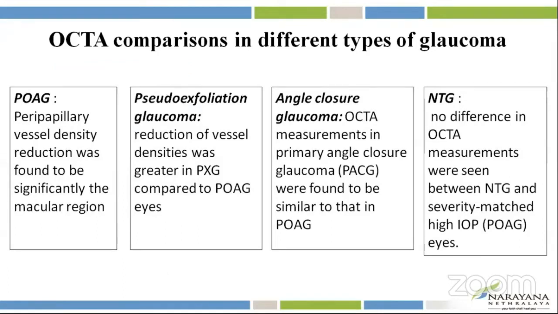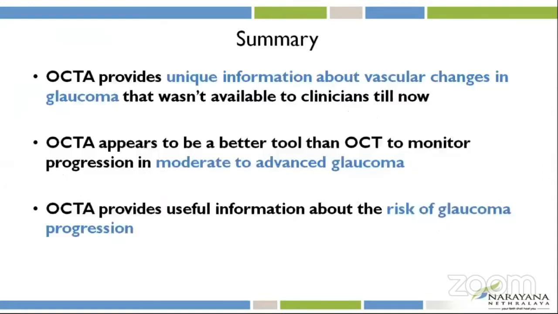Let me add a note briefly on the comparison of different types of glaucoma. All glaucomas, whether POAG, pseudoexfoliation, angle closure, or NTG, showed a reduction in the vessel densities. In POAG, the peripapillary vessel density reduction was found to be significantly more than in the macular region. In pseudoexfoliation glaucoma, the reduction of the vessel density was more than in POAG. In NTG, normal tension glaucoma, the pathogenesis is assumed to be a vascular pathology, but most studies have shown no difference in OCTA measurements between NTG and high pressure glaucomas such as POAG.